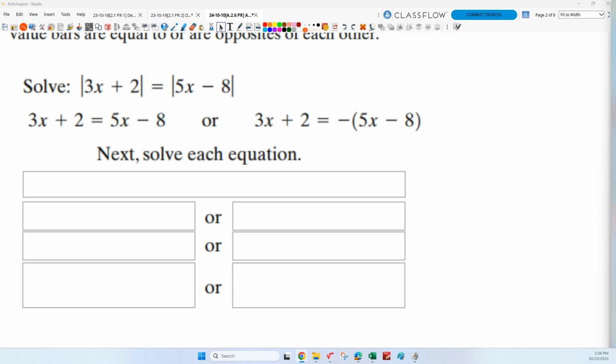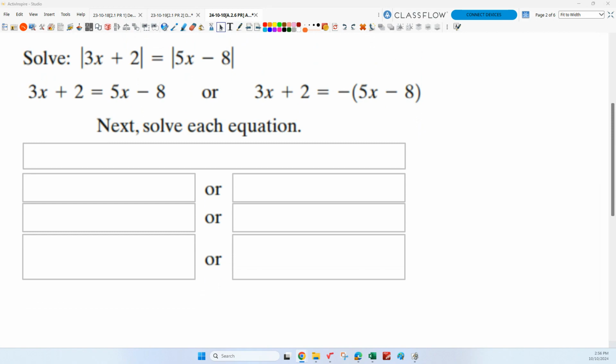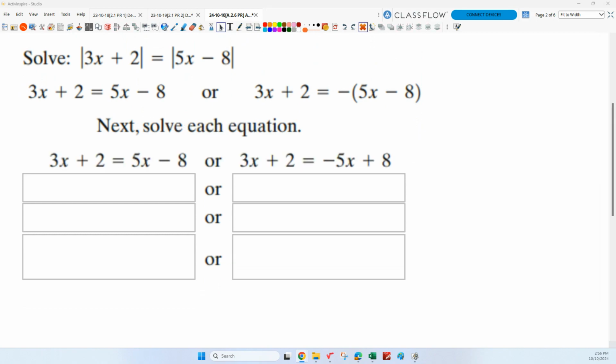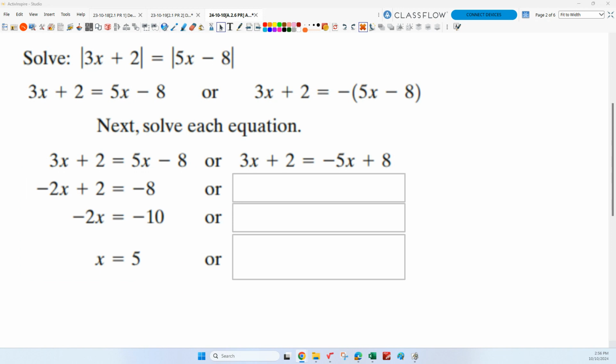So when we solve these things, what do we get? We distribute the negative on this side, so we get negative 5x plus 8 on the right side in our second equation. And then we're just going to solve these things. Now, we would normally push the x's to the right. For some reason, they pushed them to the left. They subtracted 5x from both sides and got negative 2x. Then they subtracted 2, but whatever. We're going to get the same answer.